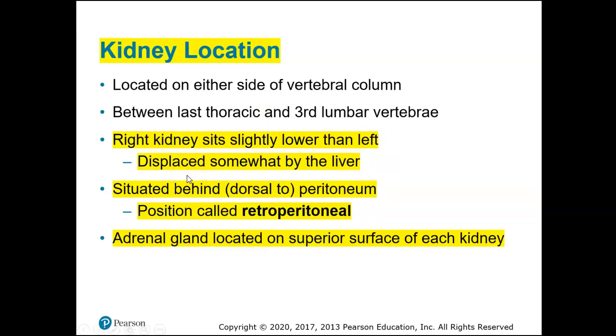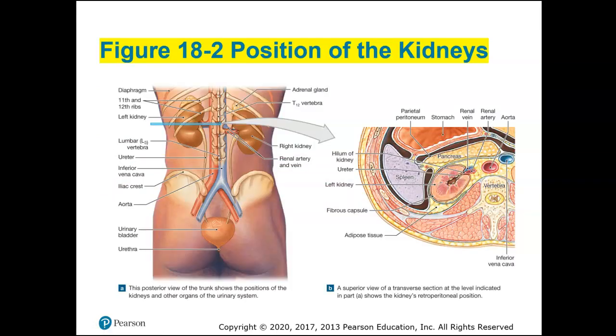Again, the kidneys are both retroperitoneal, meaning they're behind the peritoneum, closer to your back than your front side. The right kidney sits slightly lower than the left due to the position of the liver on the right side of the body. And then adrenal glands sit on top of each kidney. The kidneys have this little indentation, and that is where the ureters and the renal artery and veins enter and exit the kidneys.